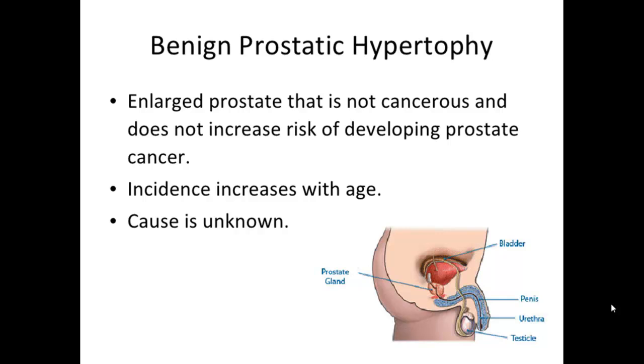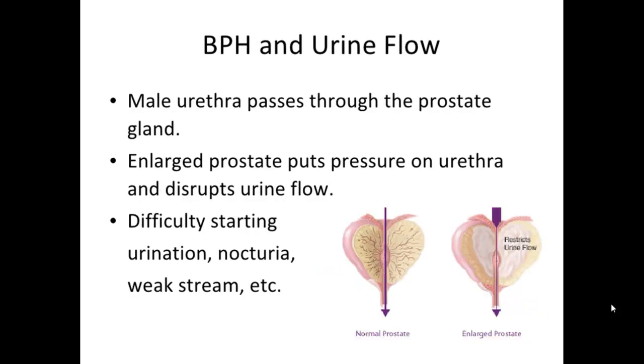Benign prostatic hypertrophy is an enlarged prostate that is not cancerous and does not increase risk of developing prostate cancer. Incidence increases with age. Cause is unknown. BPH in urine flow. So the male urethra passes through the prostate gland. Enlarged prostate puts pressure on the urethra and disrupts the urine flow. Difficulty starting urination, nocturia, weak stream, and several other symptoms follow.